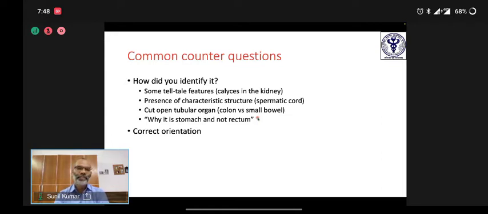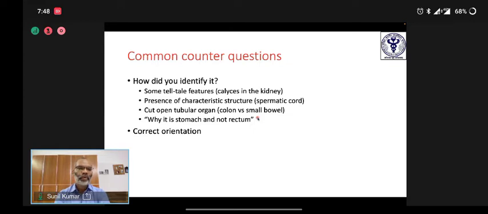Then there are some characteristic structures which are present. If it's going to be a testicular tumor, in all probability, you are going to have a hanging spermatic cord attached to that. So you know that this is a solid globular organ which is attached with a cord-like structure. In all probability, it's going to be a testicular tumor or testicular specimen.